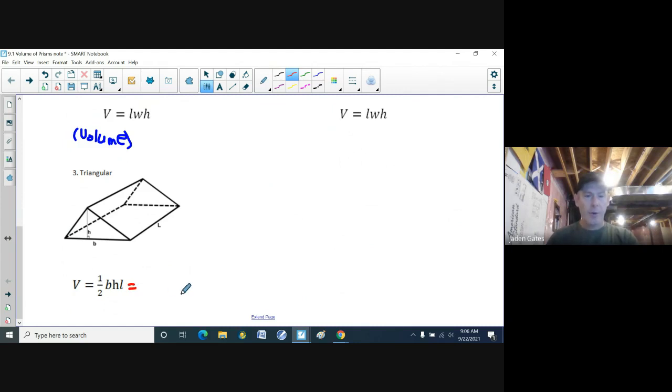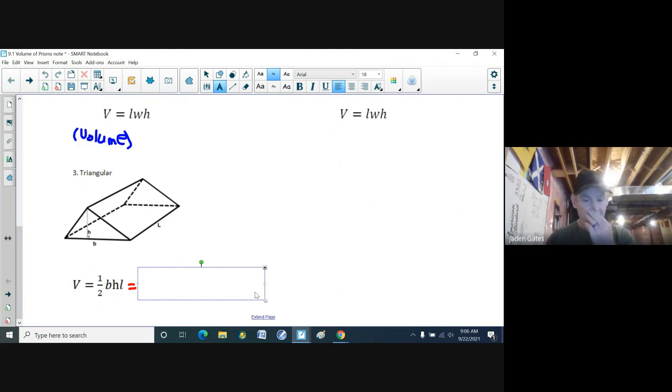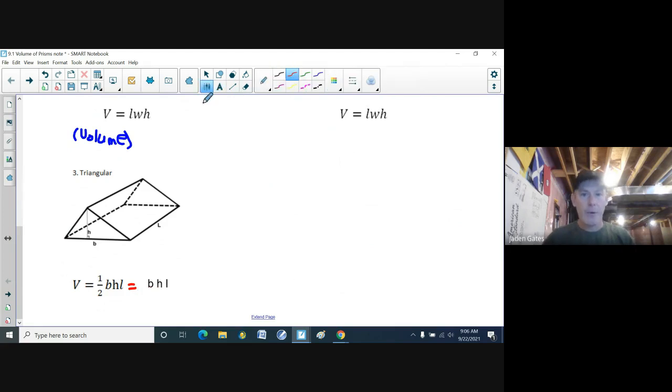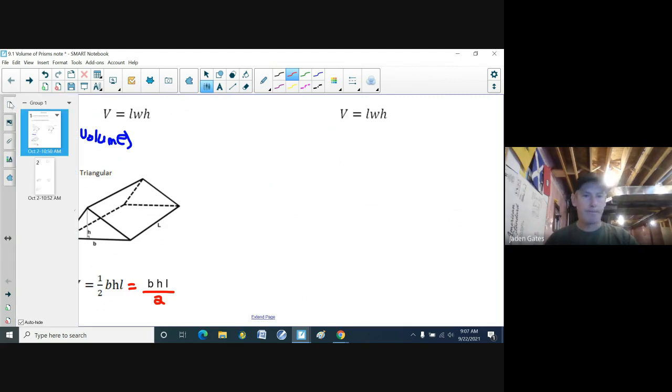Now, this formula could also be written a different way. Right now, it's 1/2 base times height times length. I have also seen this, and I'm going to use the first one all the time, but it could be base times height times length, except instead of multiplying by 1/2, we could divide by 2. It is the same thing. If you're multiplying by 1/2 or you're dividing by 2, it's all the same. All right, so we're going to try some examples here.